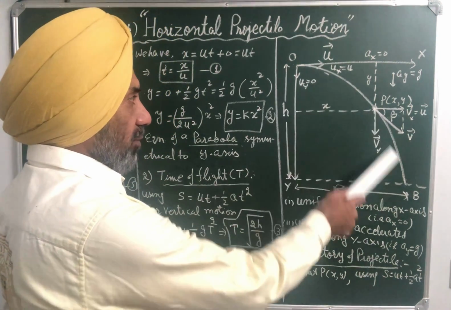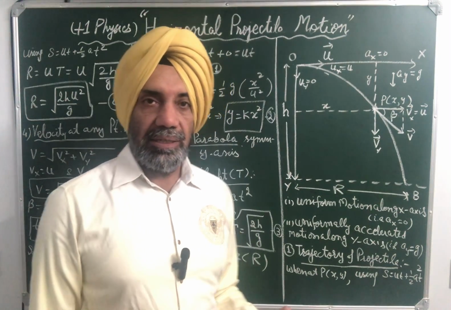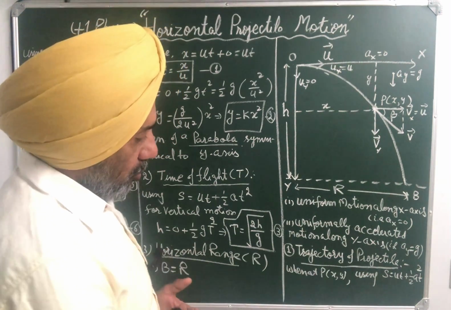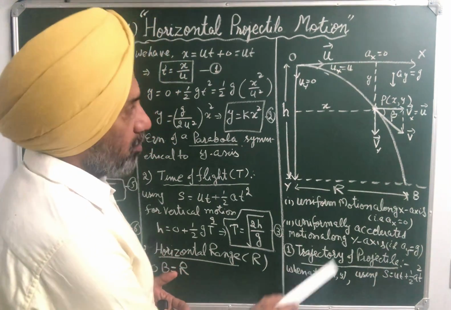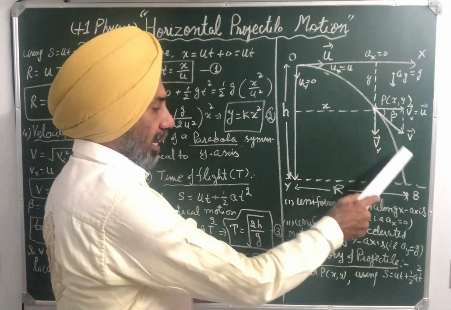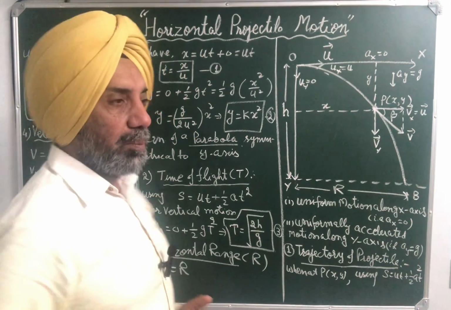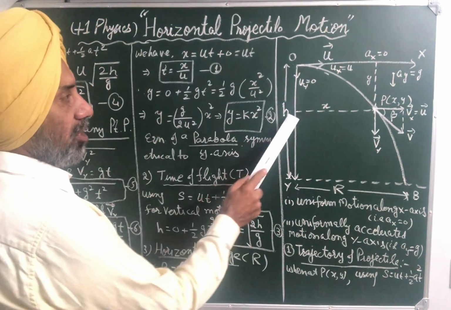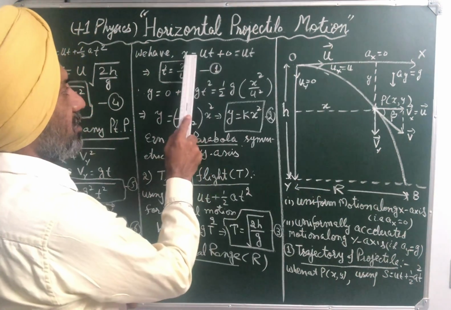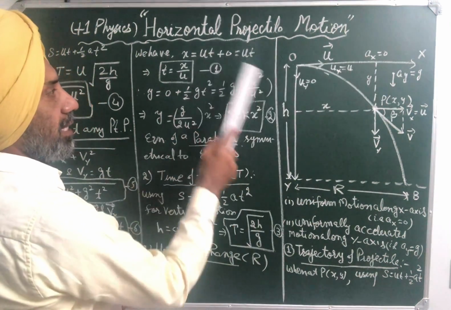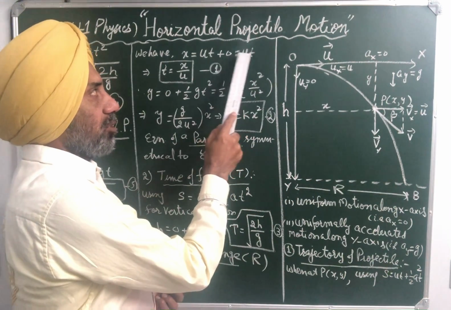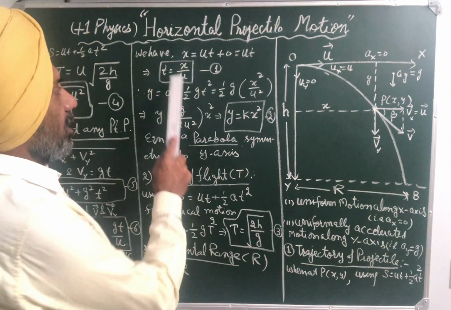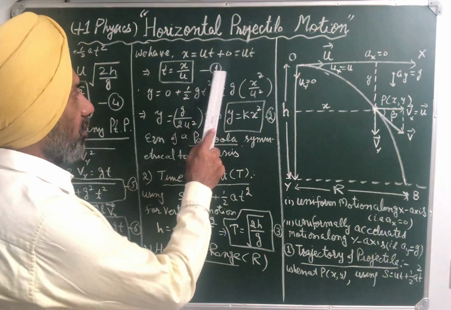First of all we'll discuss what will be the trajectory of the projectile. To understand the trajectory of the projectile, suppose P is any point, and using the equation of motion x is equal to ut plus half at square, we have x equal to the horizontal distance covered at any time t. x is equal to ut, velocity in the horizontal direction u, time t, but there is no acceleration, so plus 0. So x is equal to ut at time t, or t is equal to x upon u. Say this is equation number 1.